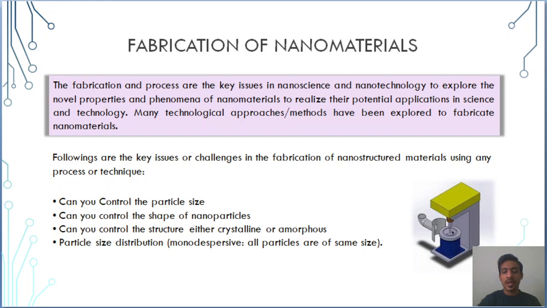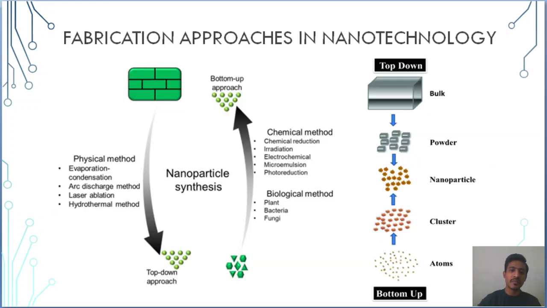When we are fabricating nanoparticles, certain criteria should be fulfilled, for example controlling the particle size, the shape of the nanoparticle, their structure and crystalline property, and particle size distribution in the liquid medium. There are three fabrication approaches: physical method, chemical method, and biological method. And these three methods come under two types of fabrication approaches: top-down and bottom-up.